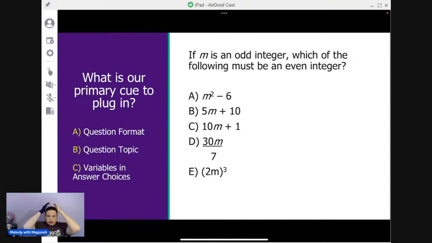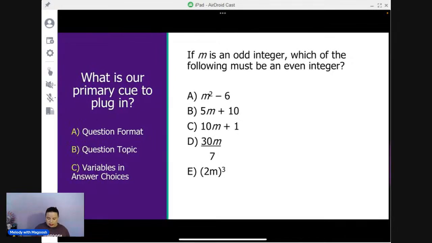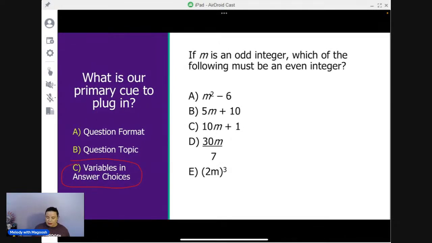So what's our cue? What's our clue that we could plug in here? Again, we see variables in the answer choices. The letter M is in each of the answer choices. That's a clue that we can use this technique.